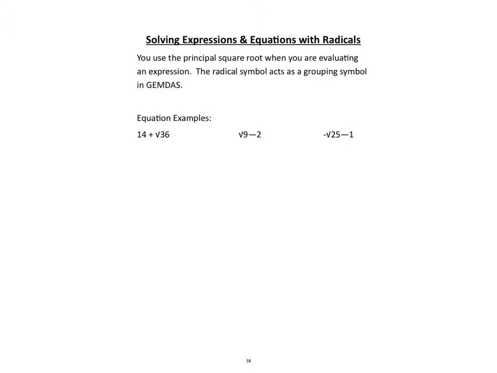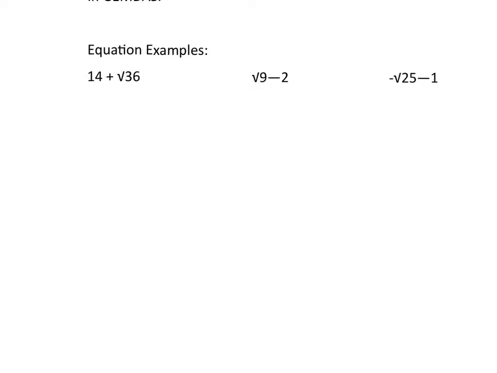All right, now we're going to go through and solve expressions and equations with radicals. This is something that's really easy to do. We have to remember that the radical symbol is going to act like a grouping symbol, so when we're going through our order of operations and thinking about GEMDAS, we know that grouping comes first, so we use the radical first. In the first problem, we have 14 plus 30, the square root of 36.